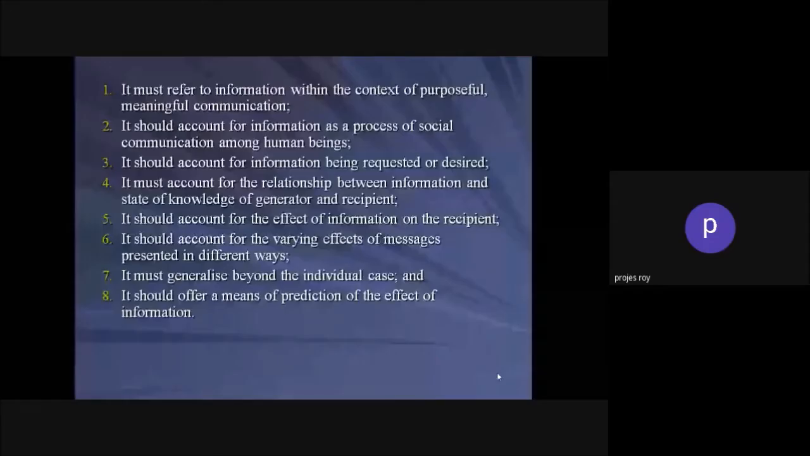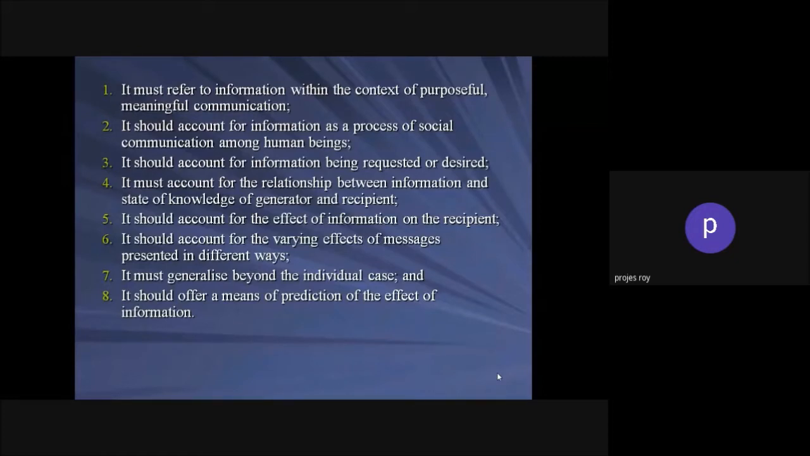Seventh, it must be generalized beyond the individual case, and it should offer means of prediction of the effect of information. That means when any kind of information you are going to tell or spread, a person should have a prediction of what will be the effect of that information. So these are the very important core concepts of information.